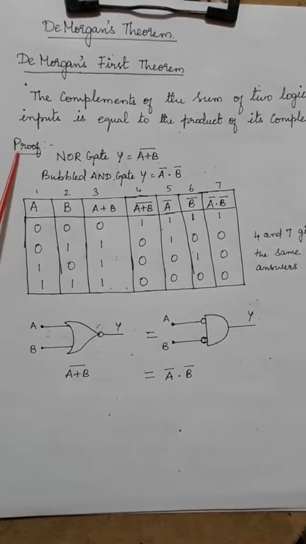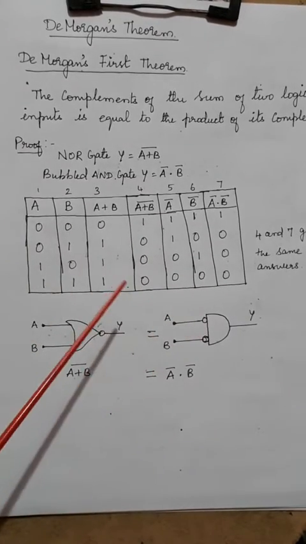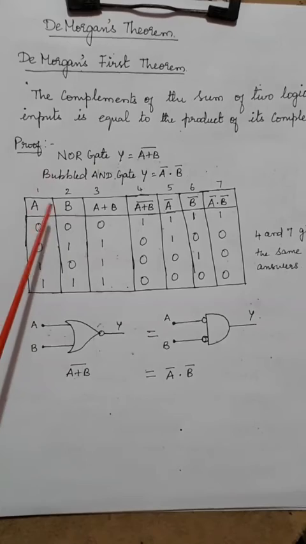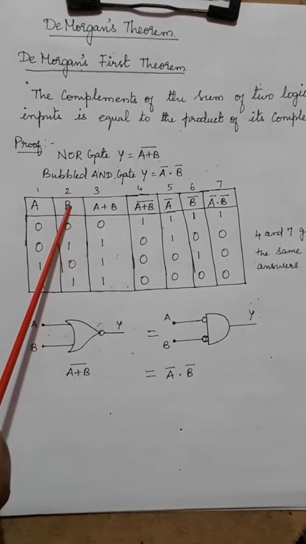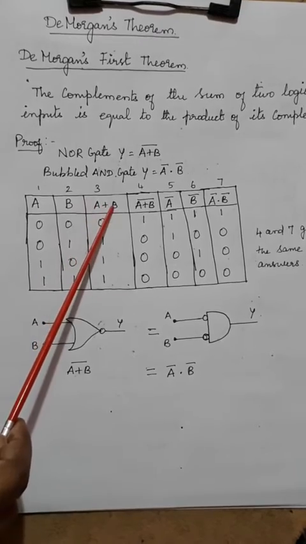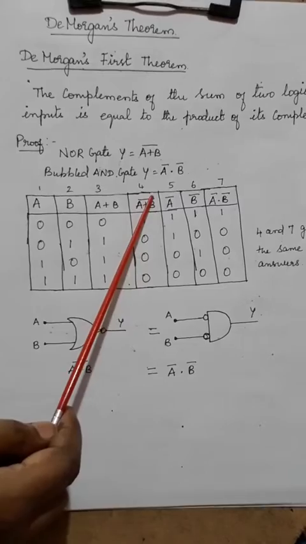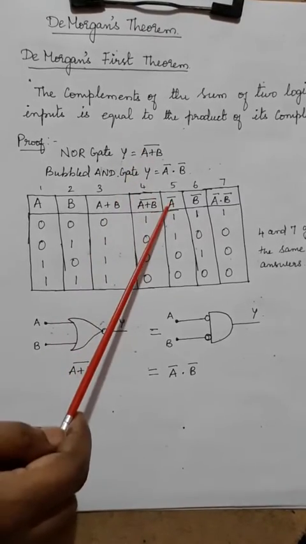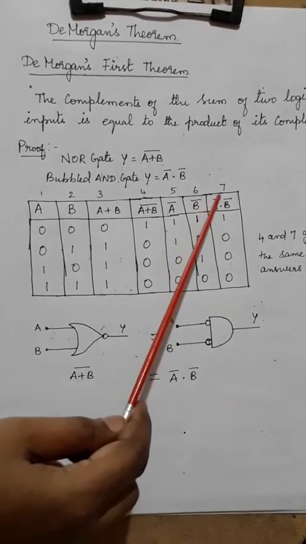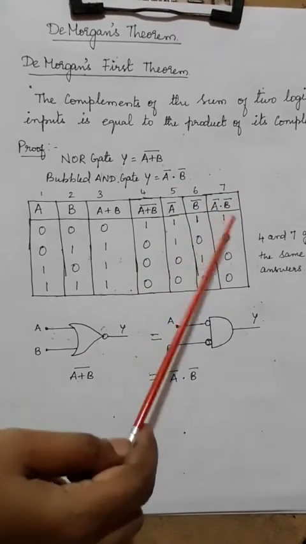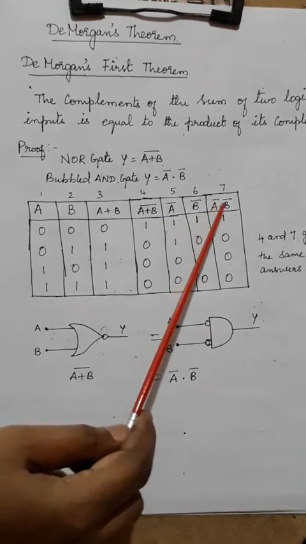So in order to give a proof, we need to draw a truth table, which we have seen in the last class itself. So here, two inputs A and B. Then what else is required is to compute A plus B. Then you have to find out A plus B the complement. Then A complement, B complement. Then A complement dot B complement. That is, this is equal to the product of its complements.